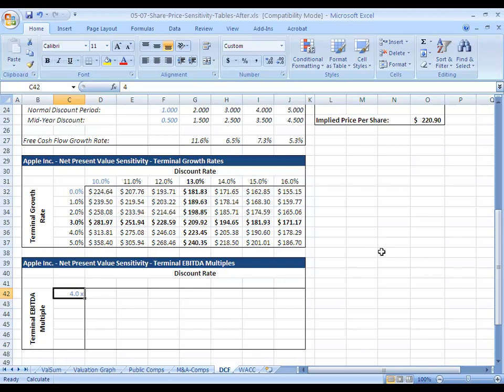Okay, good. So here's how we go in and create this table. As I said before, we're going to start with 4x for the terminal EBITDA multiple. And to increment this by 1 each year, I'm just going to take this and add 1 and copy this formula down. For the discount rate, we can actually link directly to the ones right above here. And now I'll copy this one across.